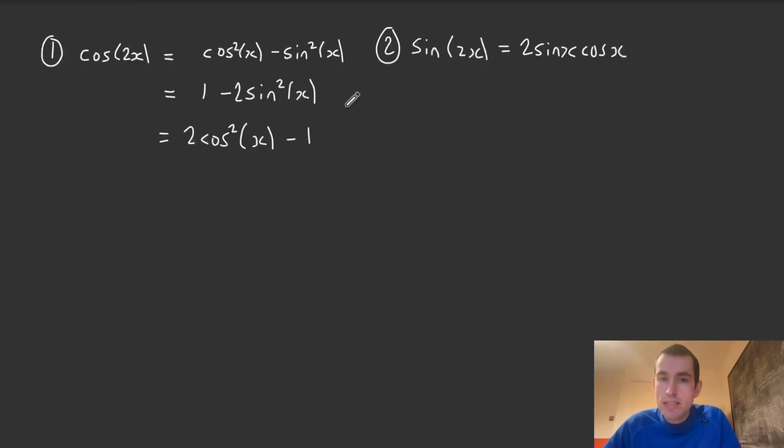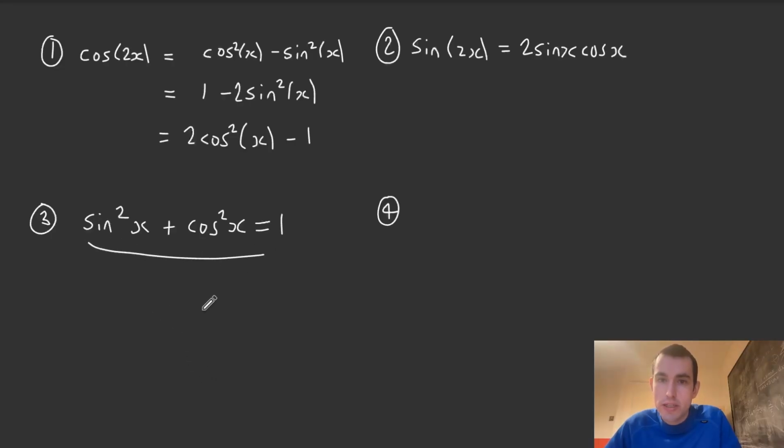When we're doing identities in integration, these two are probably more helpful, but you might see the top one used as well. The third and fourth identity that you should know comes from the fact that sine squared plus cos squared is equal to 1. If we divide both sides by sine squared, sine squared divided by sine squared is 1, cos squared divided by sine squared is cot squared, and 1 divided by sine squared is cosec squared.